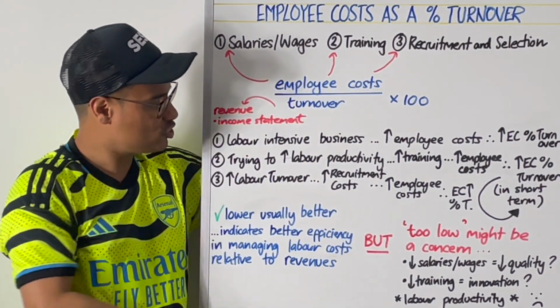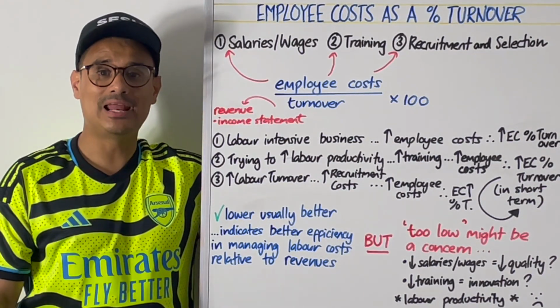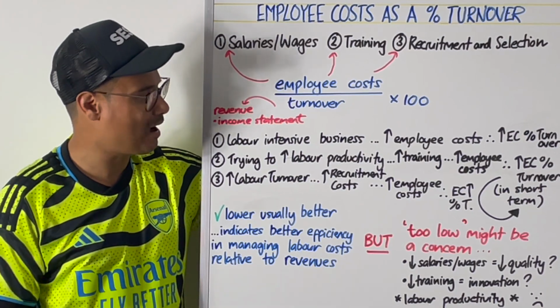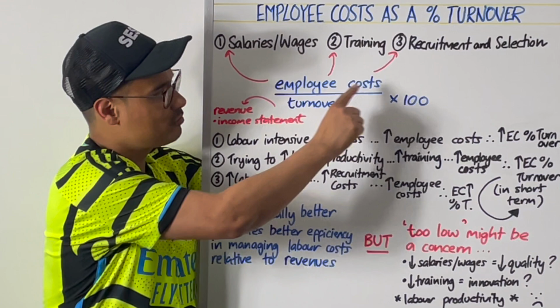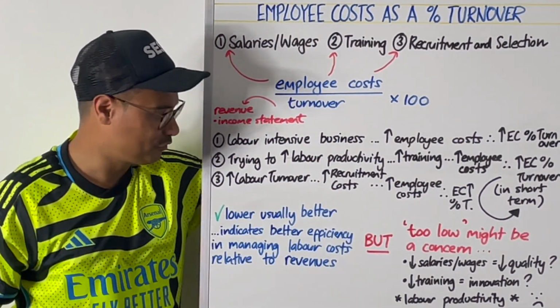Now, number two is training. Well, training, if you look to increase your labour productivity, for whatever reason you're trying to increase your labour productivity, get more output there, then you might put training in place, and that's clearly going to increase your employee costs and therefore bring up your employee costs as a percentage of turnover. Again, very useful for analysis.